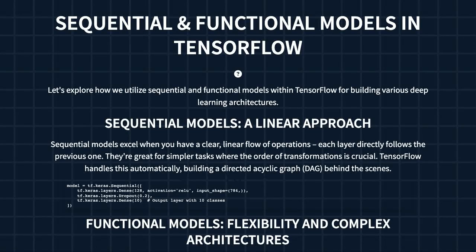Okay, let's talk about sequential and functional models in TensorFlow. Sequential models are really easy to use. They're great for straightforward tasks where the order of operations is important. Think of it like a chain reaction, layer by layer. Then we have functional models, which give you much more flexibility, especially when building complex architectures like ResNets or Inception networks. They let you define the entire model as a collection of functions, making it easier to reuse components and create really intricate designs. The main difference is that sequential models are simpler but less adaptable.